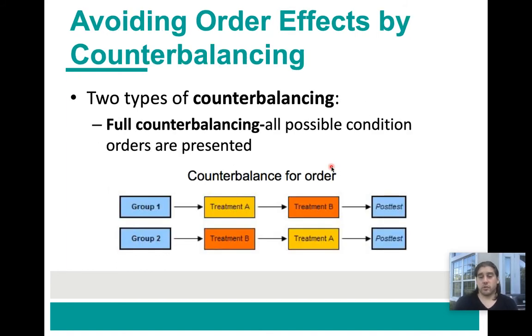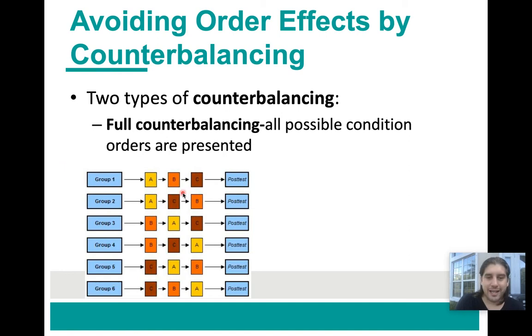Now, this is all good and easy if you only have 2 levels of the independent variable, treatment A and treatment B. That means you just need 2 groups of people. Right? Group 1 gets A then B, group 2 gets B then A. But as you add levels, so let's say we have Bahamas, Winnipeg, San Francisco, right? Let's add a 3rd city. Counterbalancing becomes extremely difficult because now we have so many different order combinations. Now we need 6 groups of people instead of 2 groups.